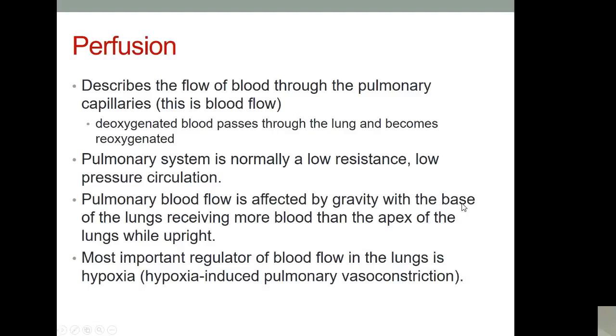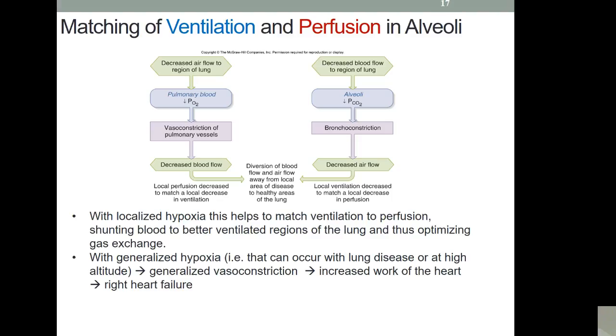Okay, moving on. Let's talk about perfusion. So perfusion, pulmonary perfusion, describes the blood flow through the pulmonary capillaries. Here, deoxygenated blood passes through the lungs and becomes reoxygenated. Now remember, the pulmonary system is normally a low resistance, low pressure circulation. So blood flow within the lungs is affected more by gravity, with the base of the lungs receiving more blood than the apex of the lungs when upright. The most important regulator of blood flow within the lungs is going to be hypoxia, or hypoxia-induced pulmonary constriction.